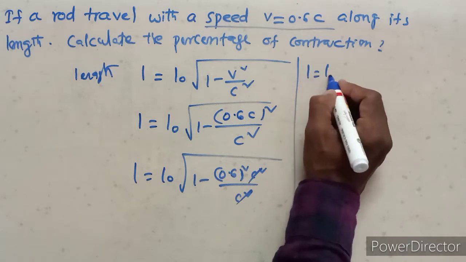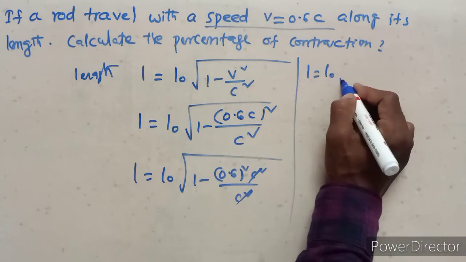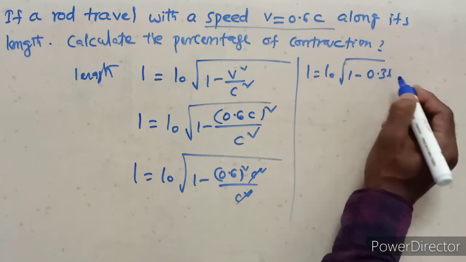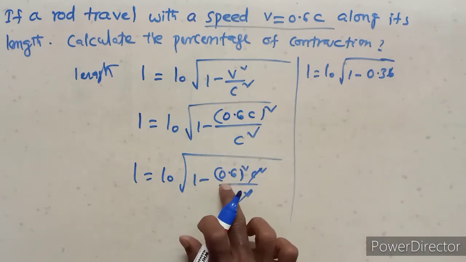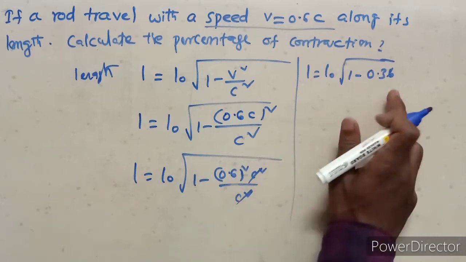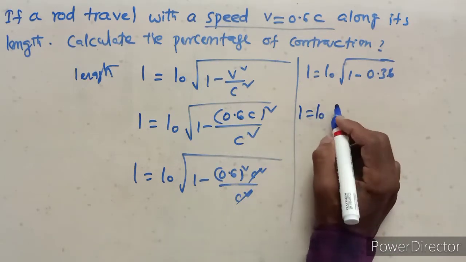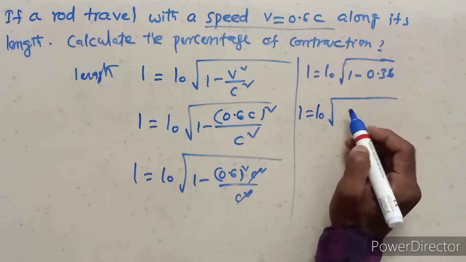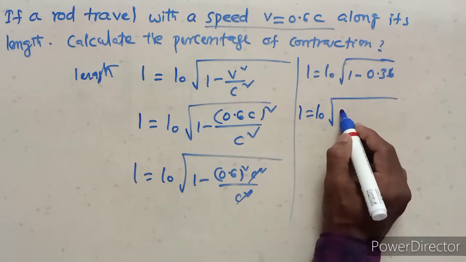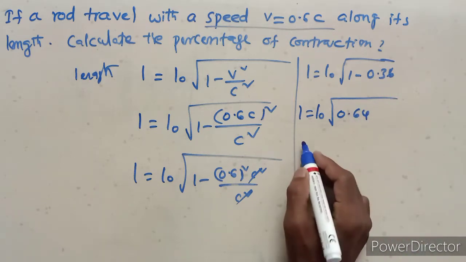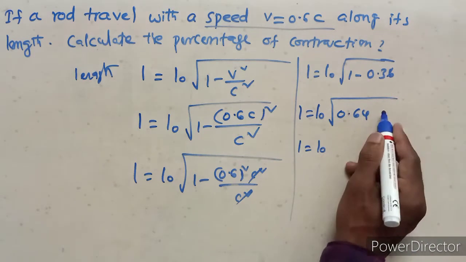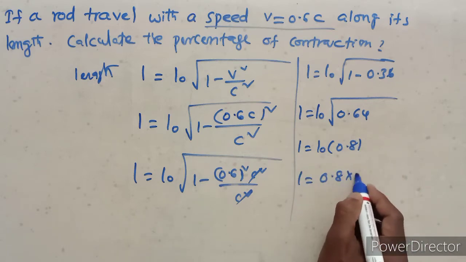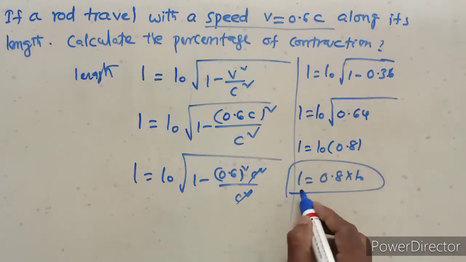Remaining, L equals L naught under root 1 minus 0.36. So L equals L naught under root 0.64, which is 0.8. So L equals 0.8 into L naught. So this is the length contraction.